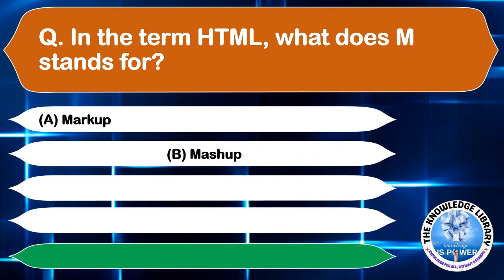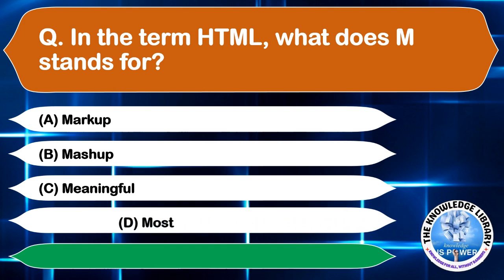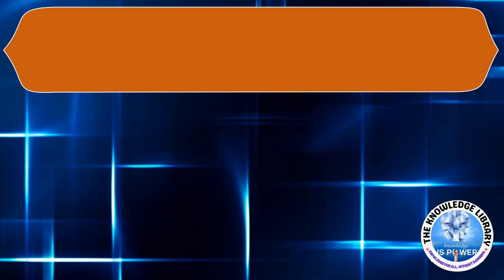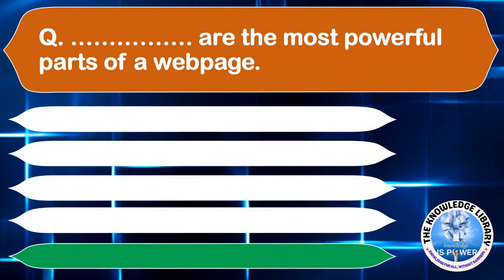The next question is, in the term HTML, what does M stand for? Option A, markup. Option B, mashup. Option C, meaningful. Option D, most. The correct answer is option A, markup.